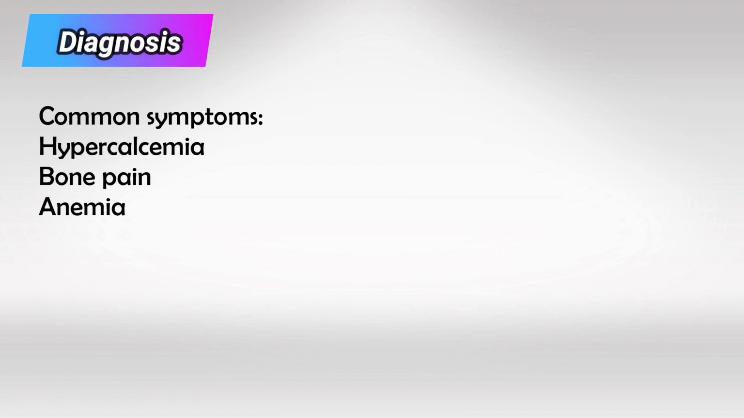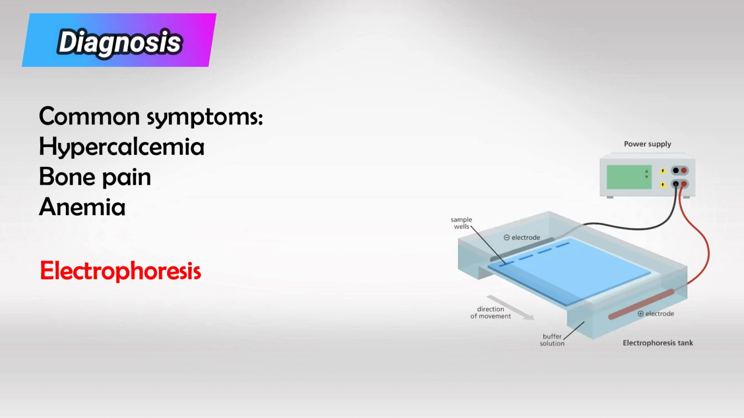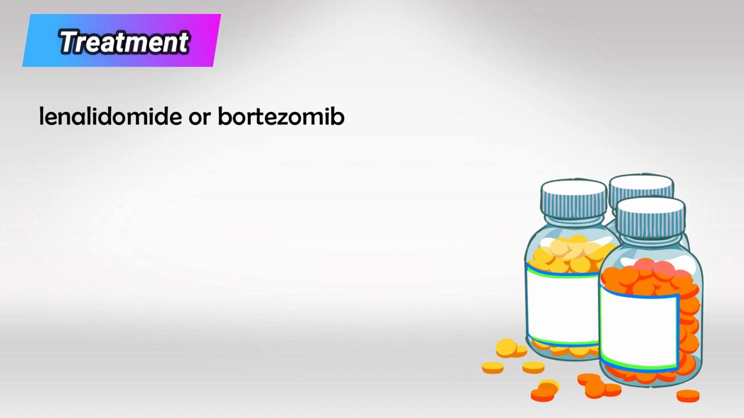If there is suspicion of multiple myeloma, likely due to the presence of hypercalcemia, bone pain, and anemia, electrophoresis can be confirmative. The treatment is chemotherapy with either lenalidomide or bortezomib.